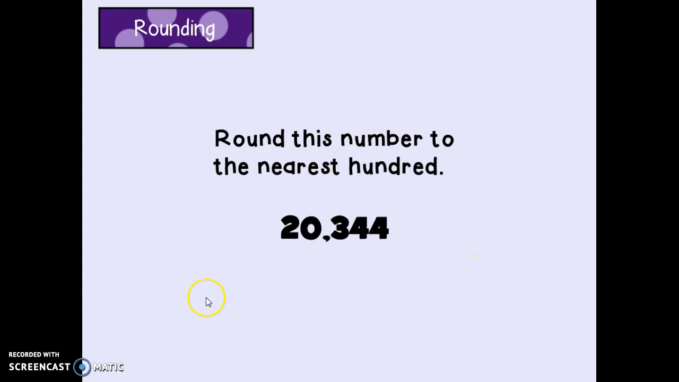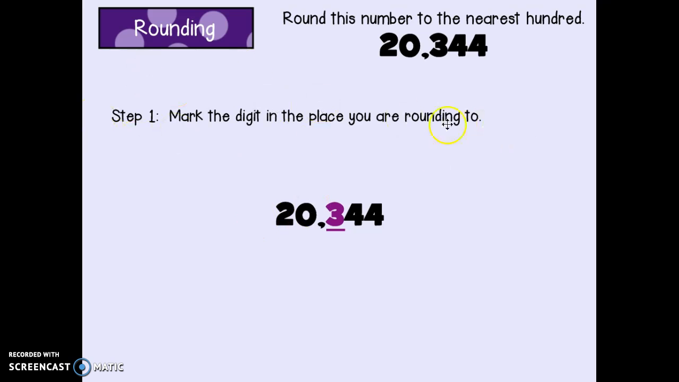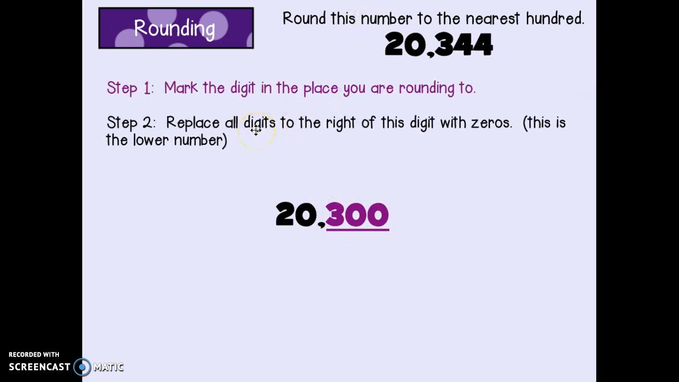Today what we're going to talk about is rounding numbers to different place values. So if I wanted to round this number to the nearest hundred, there's a few steps I would need to do. First of all, I would mark the digit in the place that I'm rounding to. So I want to round to the nearest hundred, so I'm going to mark right here. The 3 is in the hundreds place. Now I replace all the digits to the right of my place with zeros.